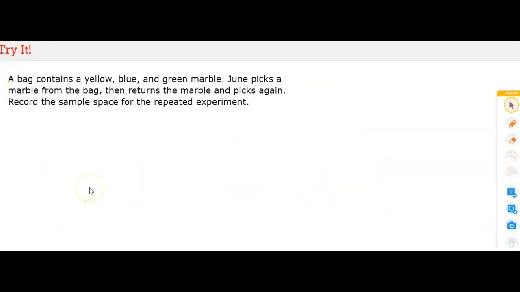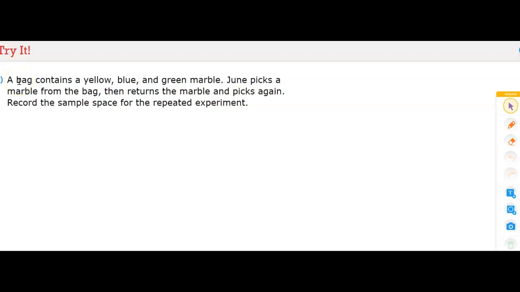A bag contains a yellow, blue, and green marble. June picks a marble from the bag, then returns the marble and picks again. Record the sample space for the repeated experiment. Okay, so to record the sample space, we can do a tree diagram, which we saw in the example, or we could do an organized list. I'm going to use an organized list to show the options.